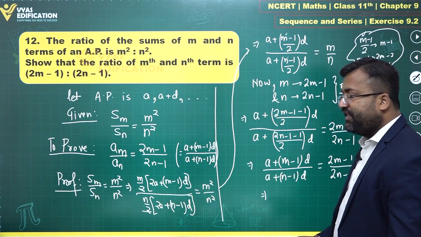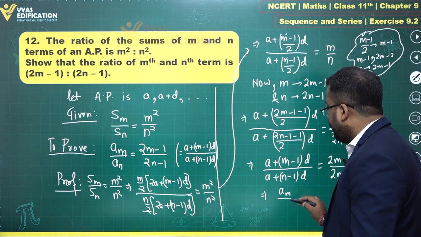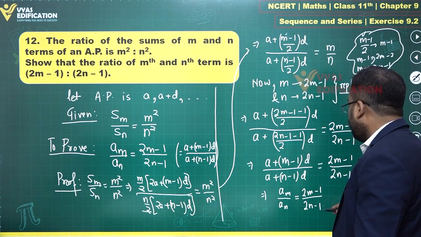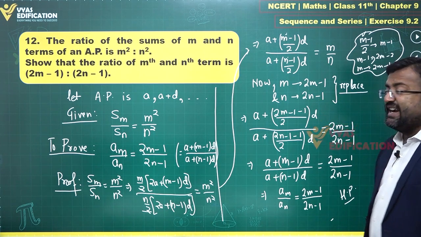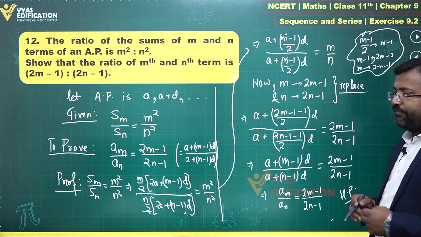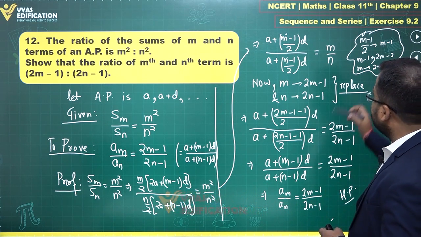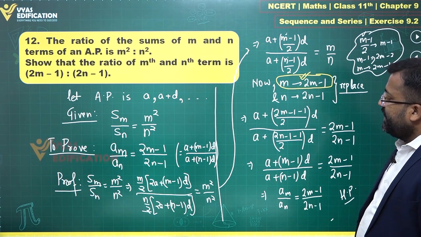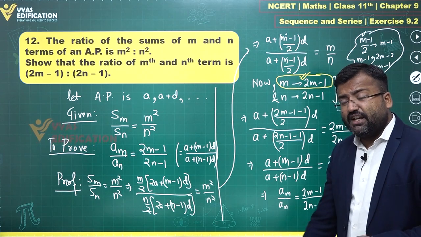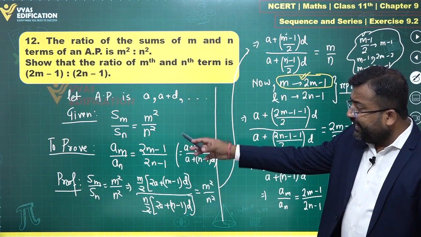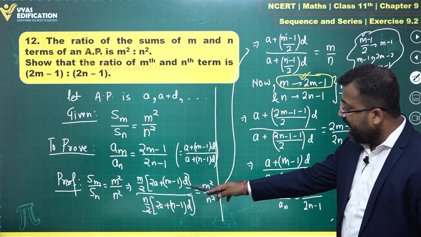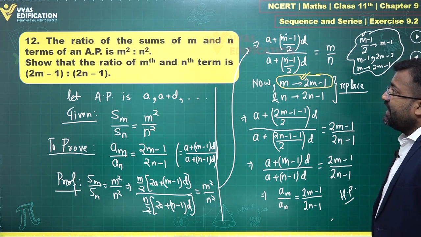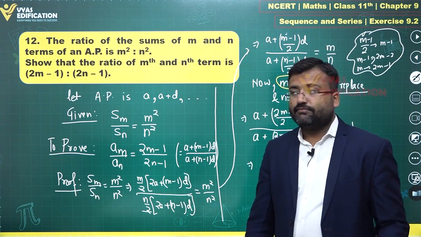What is this equal to? This is nothing but the mth term over the nth term, which is equal to (2m minus 1) upon (2n minus 1). That's what we wanted to prove, and that's the complete proof. So the important thing is this step over here: m is replaced with 2m minus 1. When you are given the sum of n terms and the ratios, for getting the ratio of nth terms, you replace m by 2m minus 1. That's what you do. That's the 12th question for us and the proof of this complete question.